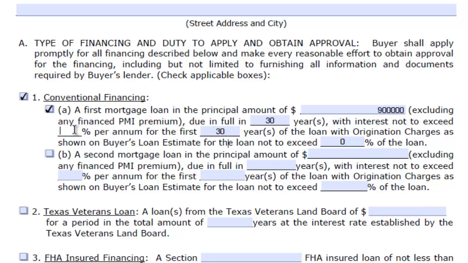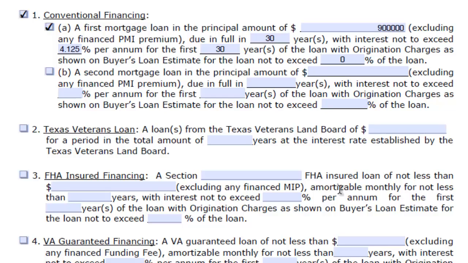So if my client's qualified for a 4% interest rate, I might put 4.125 in this blank just to give a little wiggle room in case it goes up, so I don't have to come back and amend this. One way or the other, you understand what the paragraph is for now.